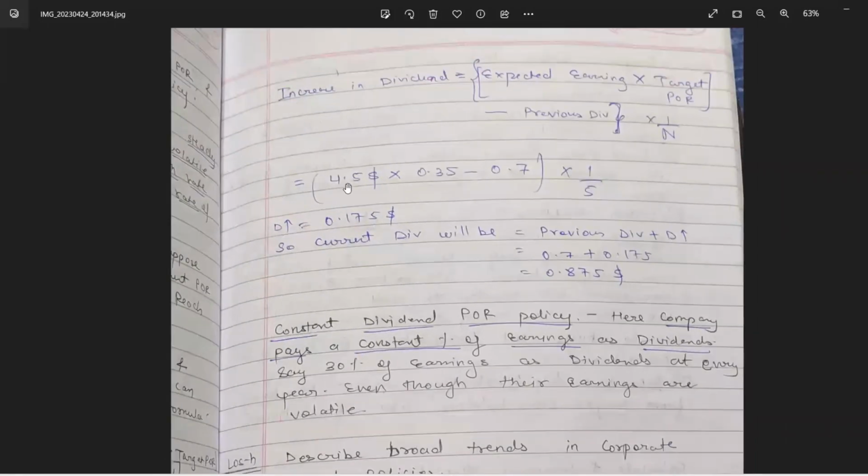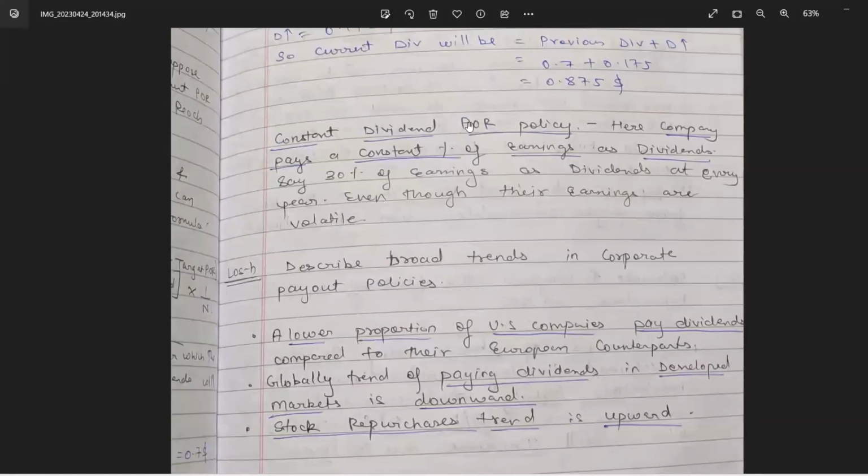Okay, that's how they have calculated the $4.4 of the expected earnings into 0.35 minus 0.7 into 1 by 10. So current dividend will be previous dividend plus dividend increase. And the second is the constant dividend payout ratio policy. The company pays a constant percentage of earnings as dividends, say 20% of earnings every year, even though their earnings are volatile. Okay, that's an easy statement.